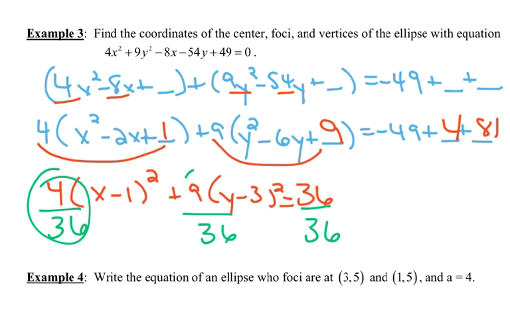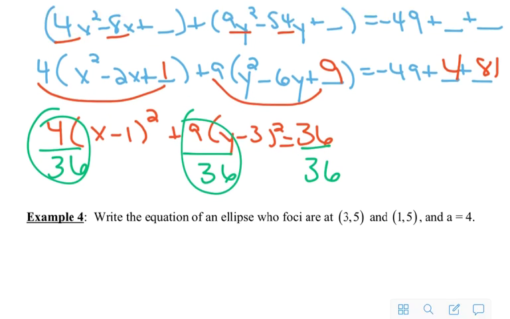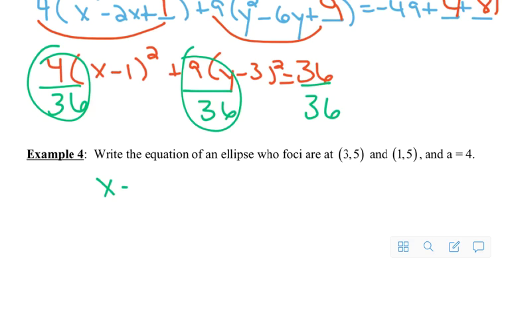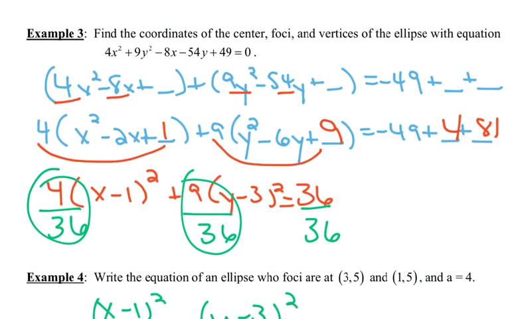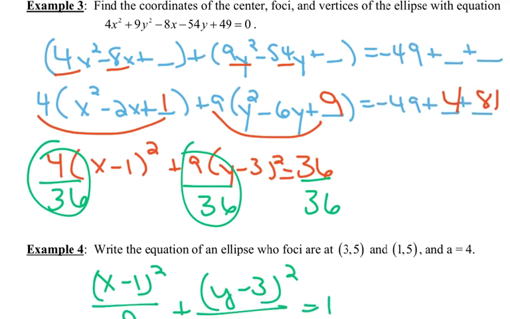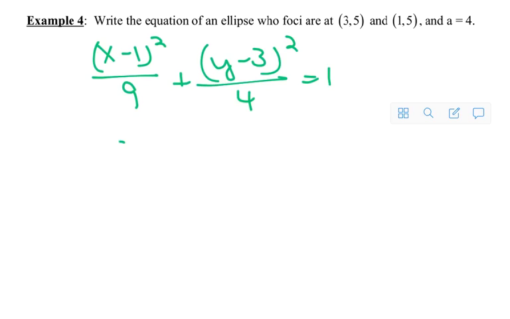What's going to happen is these fractions are going to get reduced. 4 over 36 reduces to 1 over 9. 9 over 36 reduces to 1 over 4. And now I have the equation of my ellipse. All right, now we have to go find all the special information, which are the center, the foci, and the vertices. The center is going to be at 1, 3.